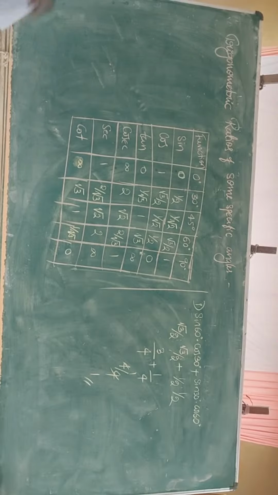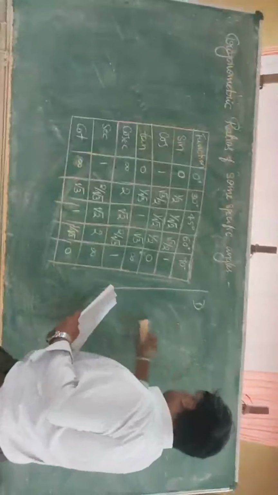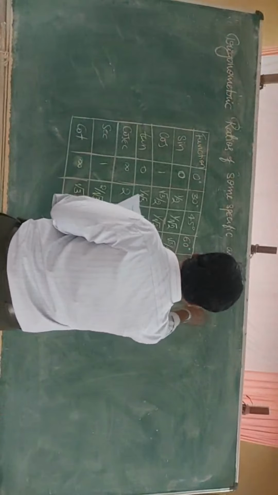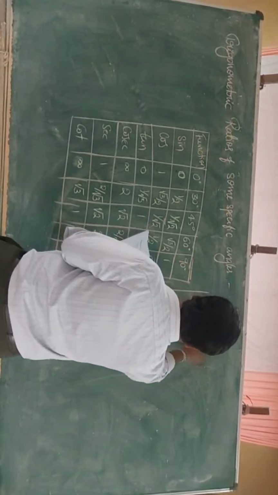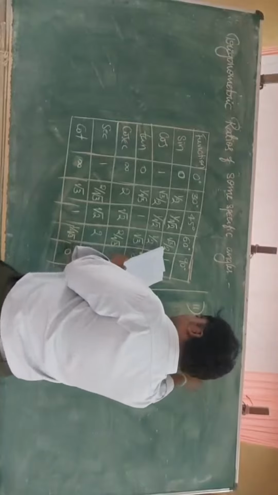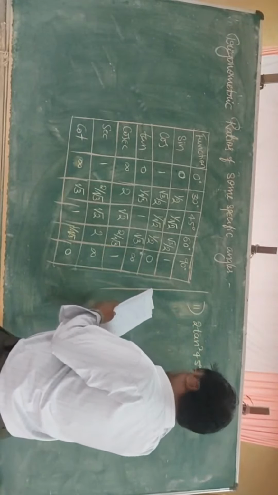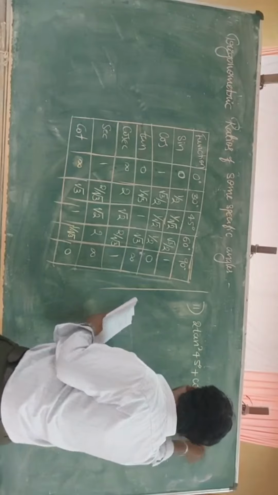Is finished? Okay, second one you can take. Second one: two times tan square 45 degree plus cos square 30 degree minus sin square 60 degree.